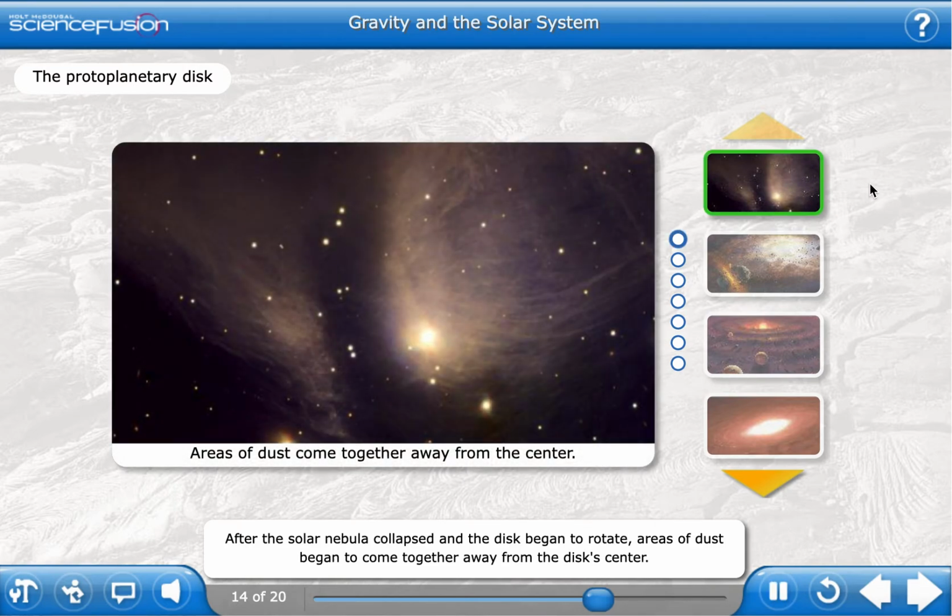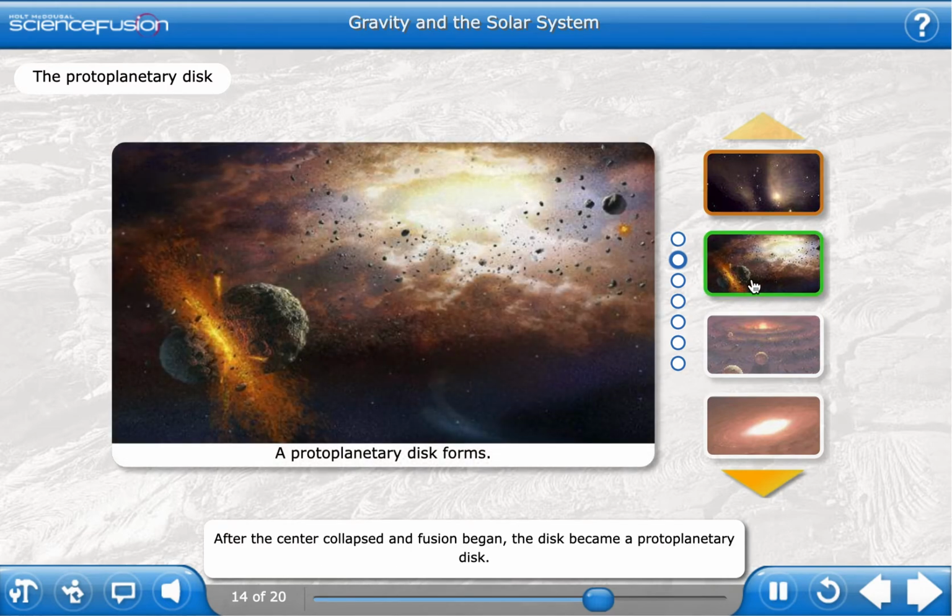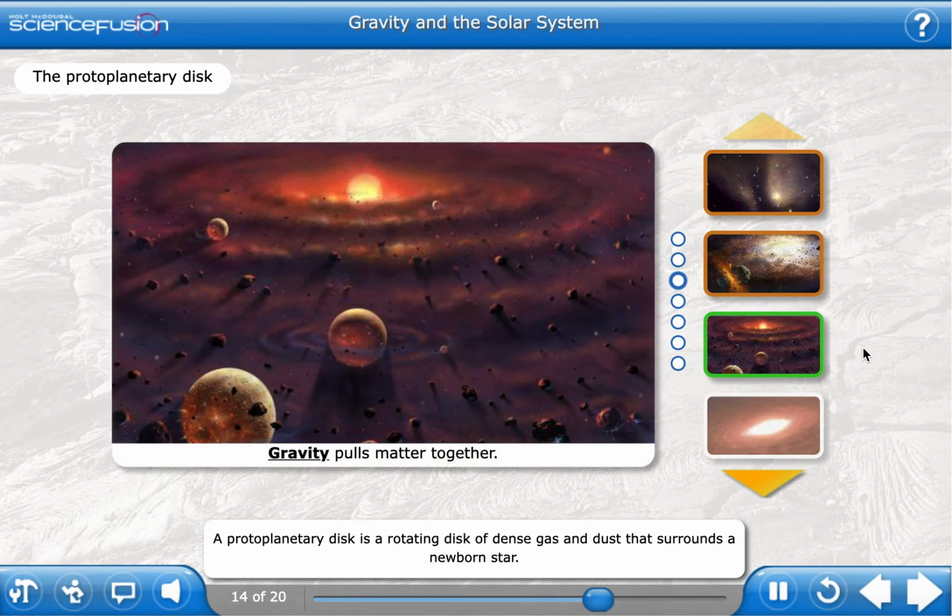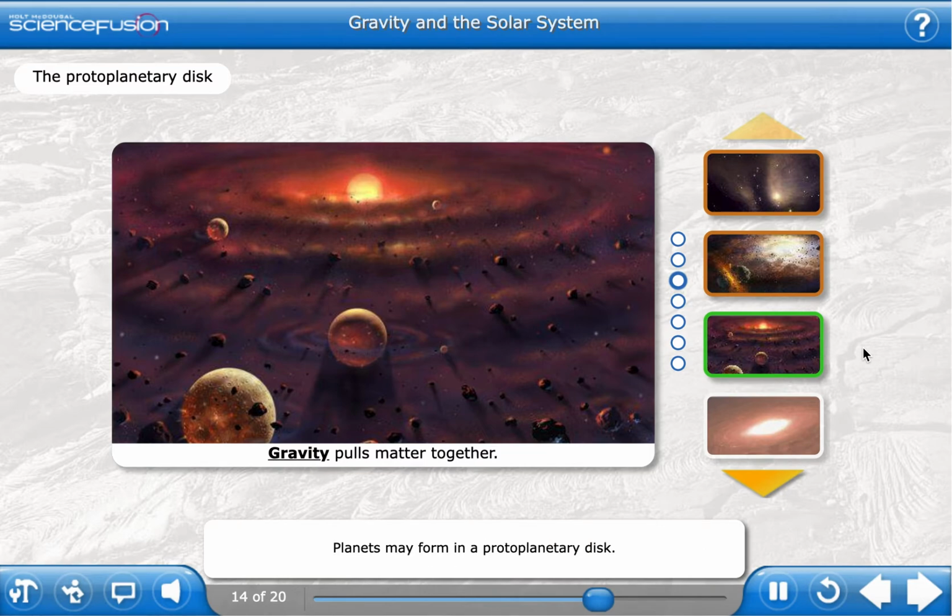After the solar nebula collapsed and the disk began to rotate, areas of dust began to come together away from the disk's center. After the center collapsed and fusion began, the disk became a protoplanetary disk. A protoplanetary disk is a rotating disk of dense gas and dust that surrounds a newborn star. Planets may form in a protoplanetary disk.